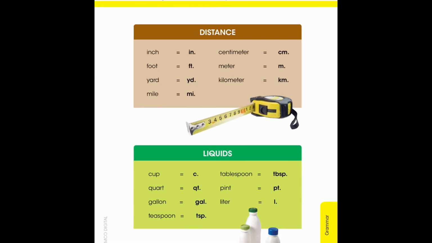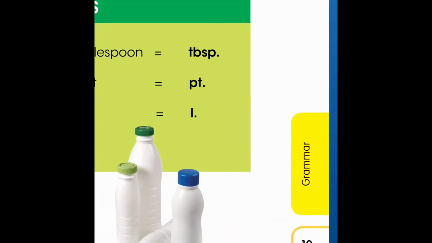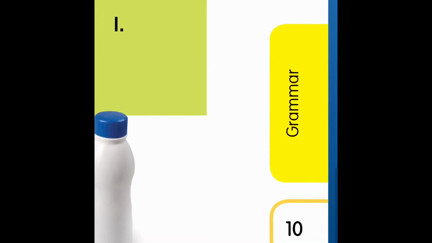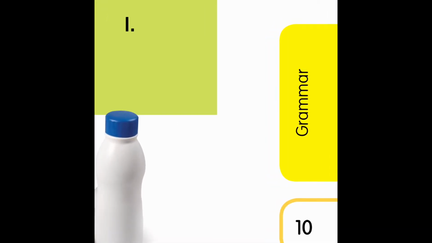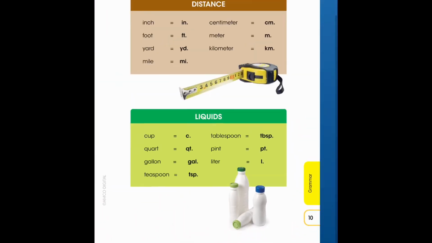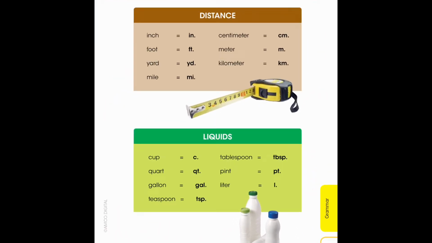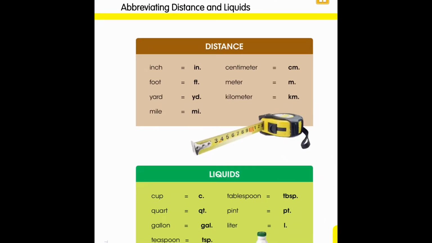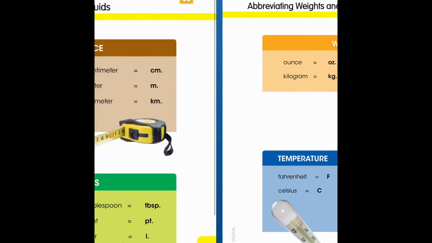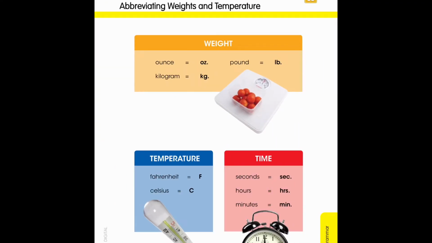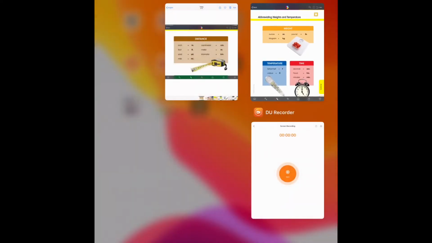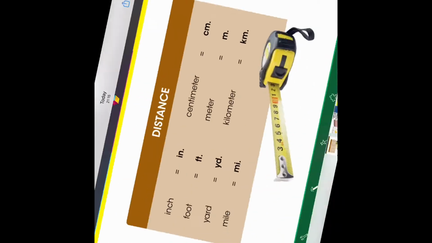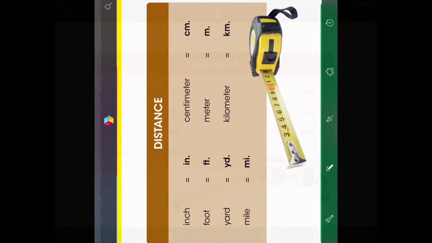Hello champions, today we're going to start working with the grammar section on page 10. So open up your AMCO books to the yellow section, which is the grammar section, and to page 10. Earlier in school, we learned about abbreviations, right? And we're going to continue working with abbreviations today. The only difference is that we're going to start working with abbreviations in distance, liquids, weight, temperature, and time. So I'm gonna explain each one of them for today's lesson, and we're going to start off with distance.